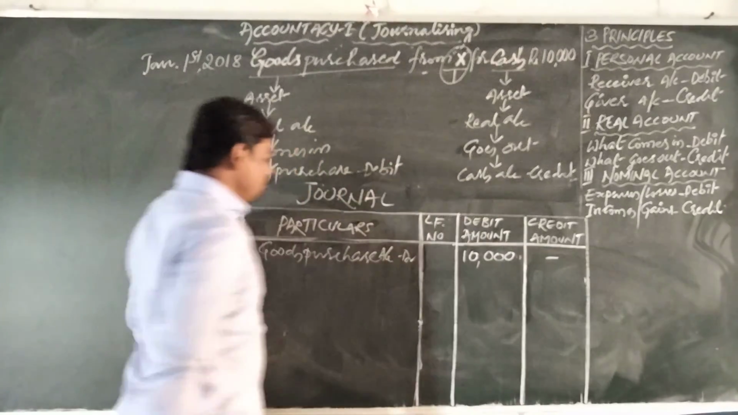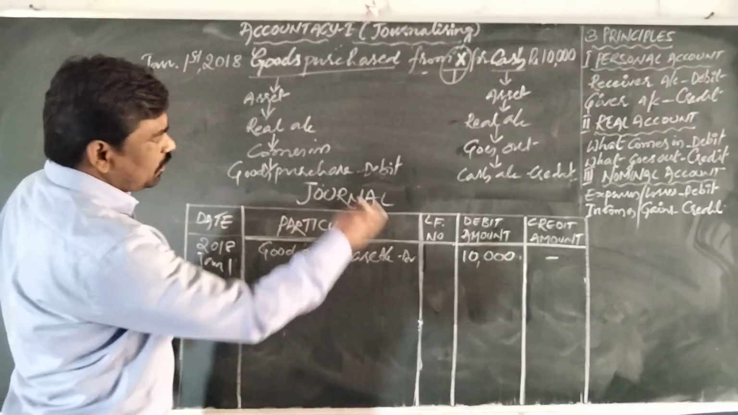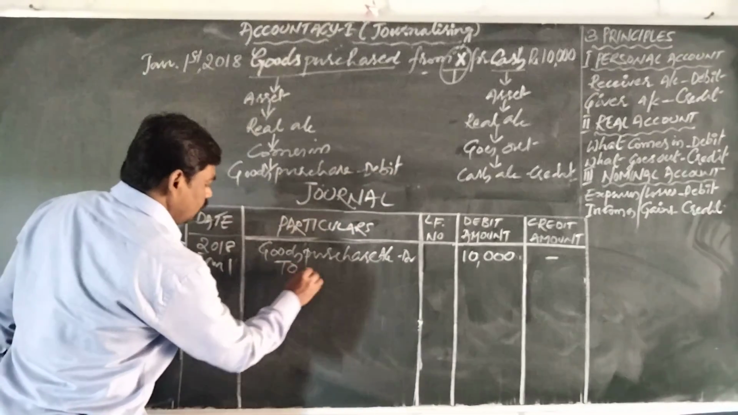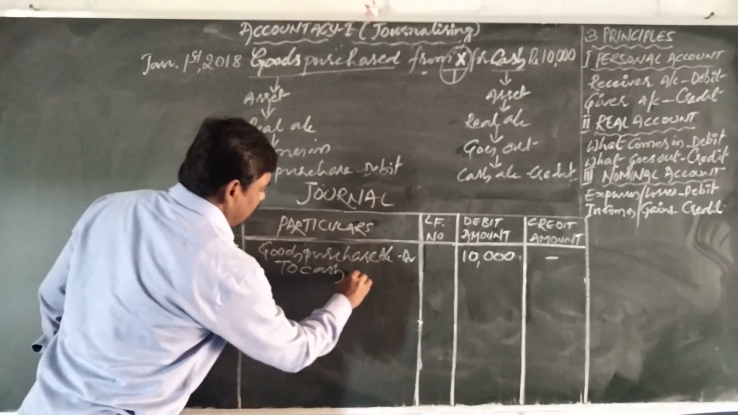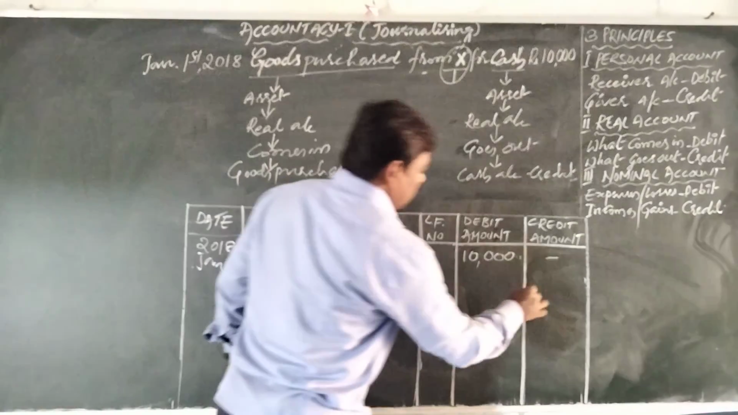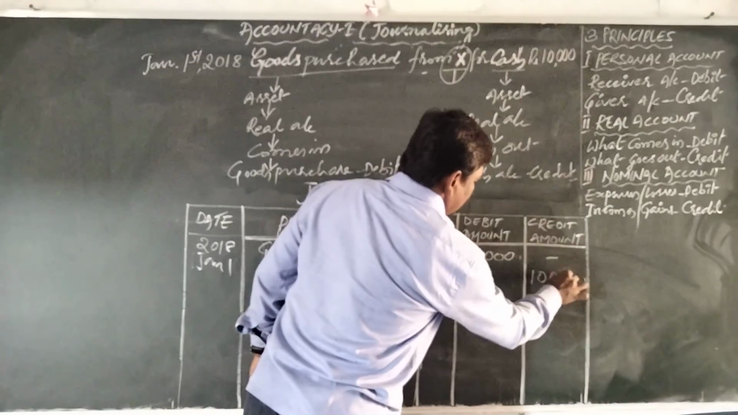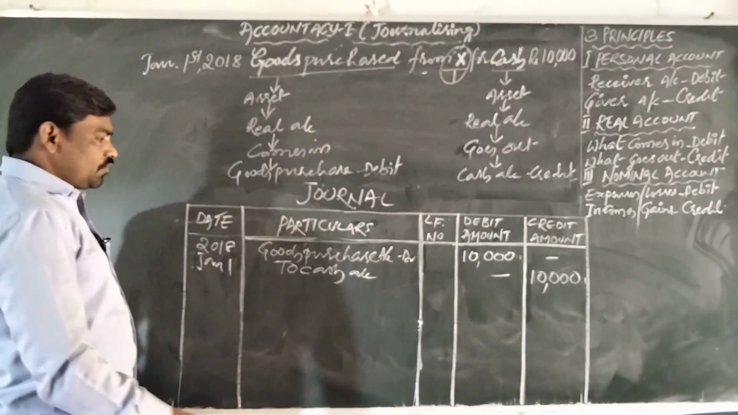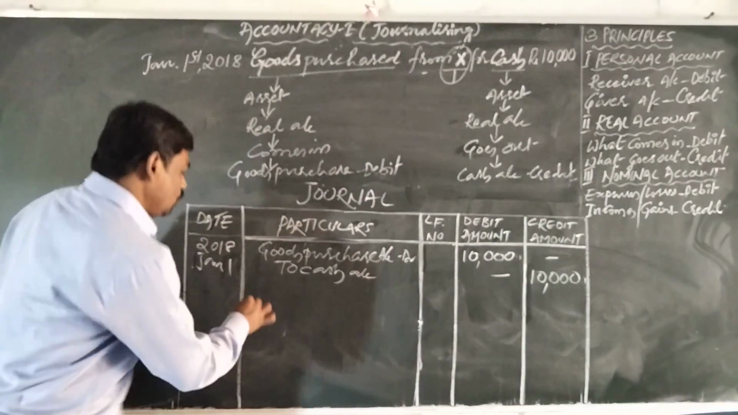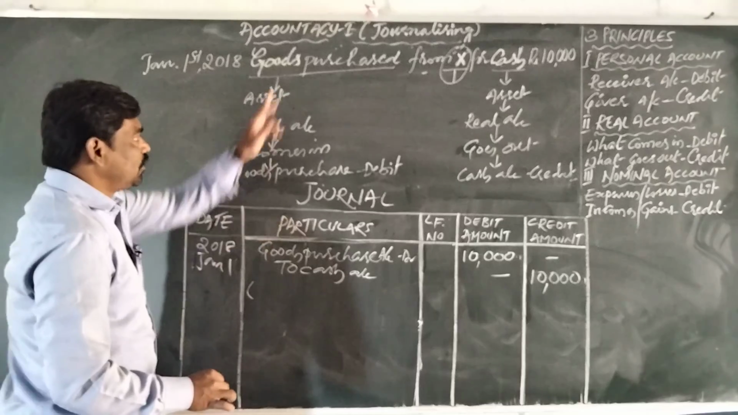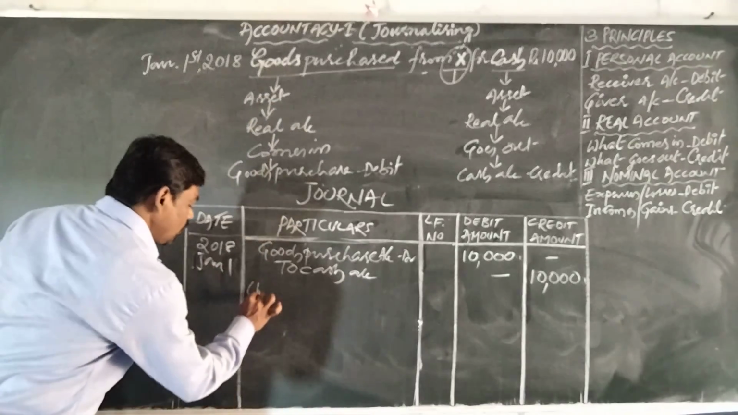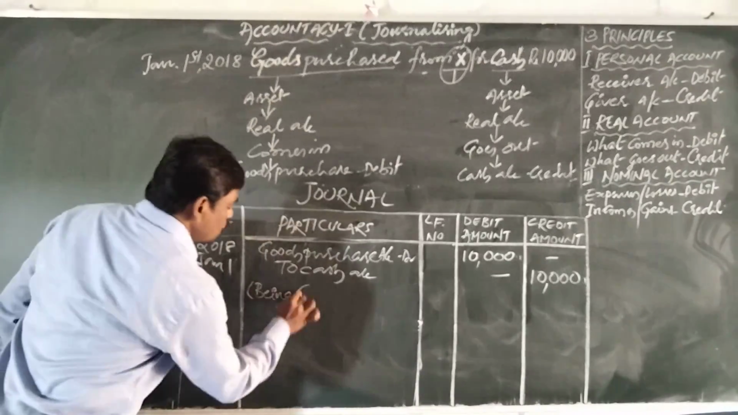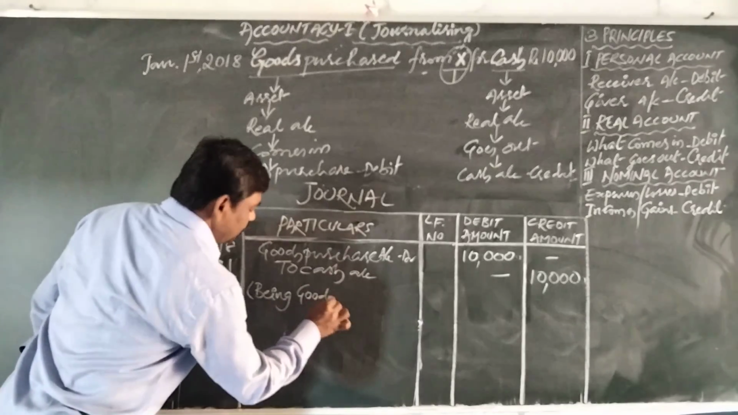And in the debit column against this account, you write the amount rupees 10,000. And come to the next one, which is the credit account. Cash account is the credit account. So write cash account. In the credit column, rupees 10,000 against this account, you write. After writing the amount, you write the narration for the transaction. Well, how are we going to write the narration? You observe here, being goods purchased for cash.